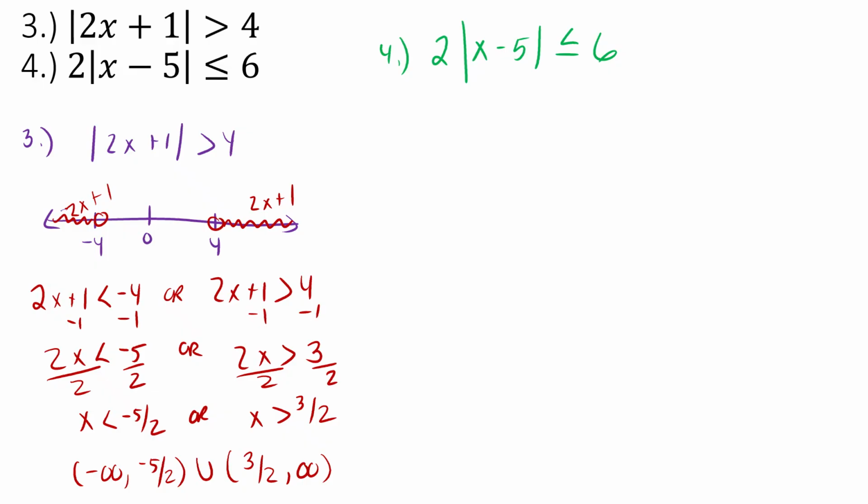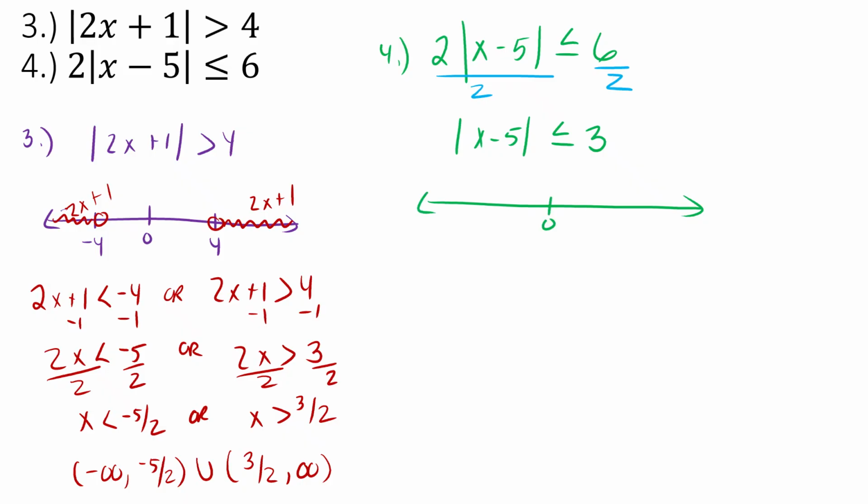Okay, so we know we don't want to distribute the 2. In this case, it would actually come out okay, but if you had a negative, it would not be okay. And we don't want to get in the habit of doing stuff that only works some of the time. So we're going to get rid of that multiplication by dividing, and that's going to leave us with the absolute value of x minus 5 is less than or equal to 3. So that's our distance from 0. And the distance from 0 is less than or equal to 3.